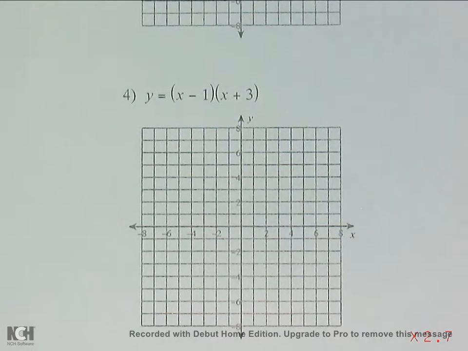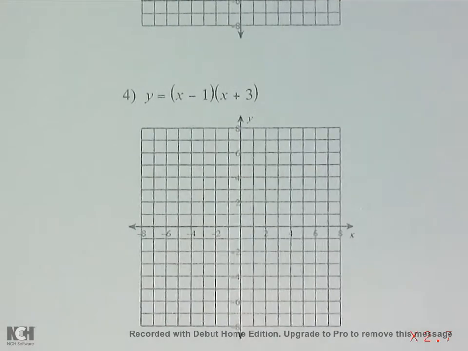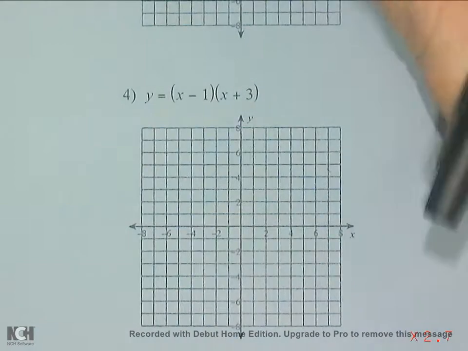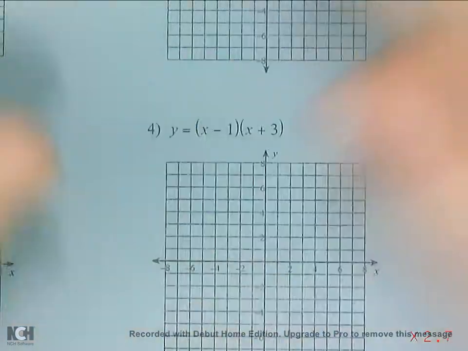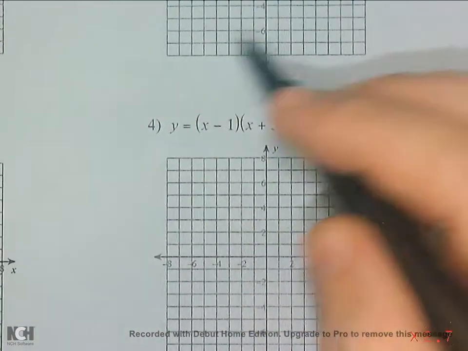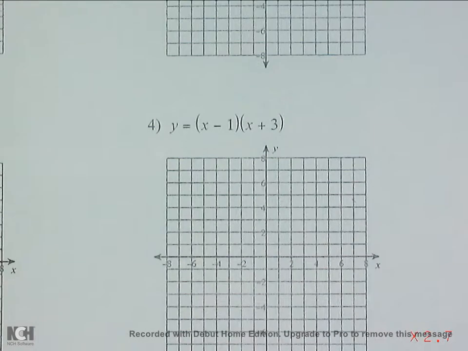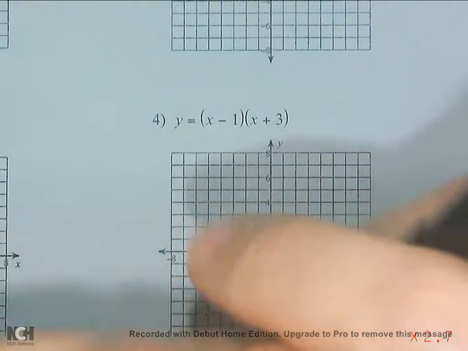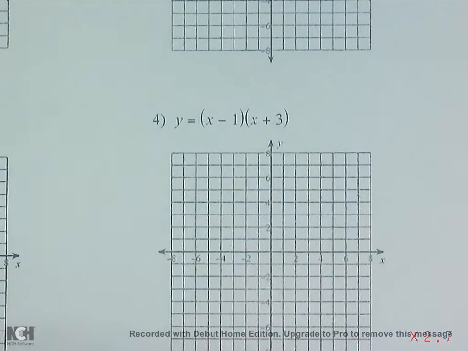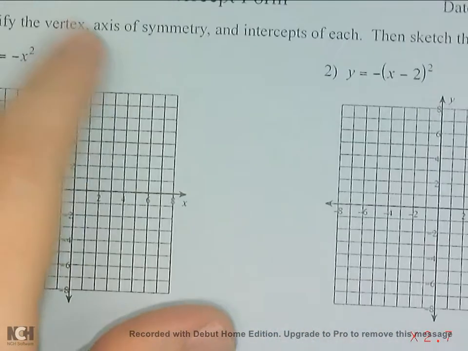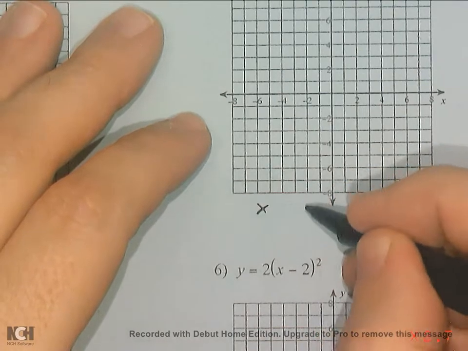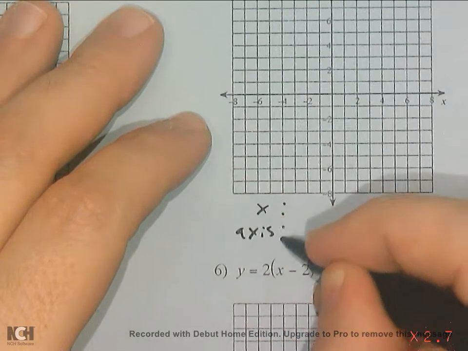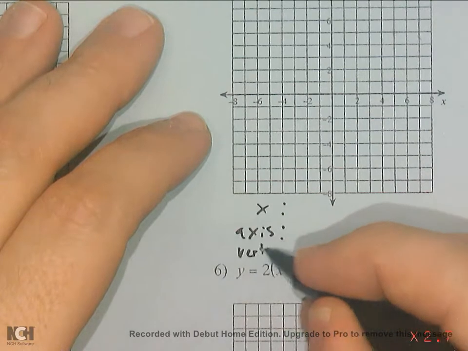All right, so today we're going to be talking about solving and graphing in the intercept form. Graphing parabolas in the intercept form. Intercept form looks like this, where we basically have the factored form of our quadratic. This form is nice because it's very easy to determine your x-intercepts, which is one of the things we're finding today. We're finding our vertex, axis of symmetry, and our x-intercepts. So there's three things we need to find: our x-intercepts, our axis of symmetry, and our vertex.